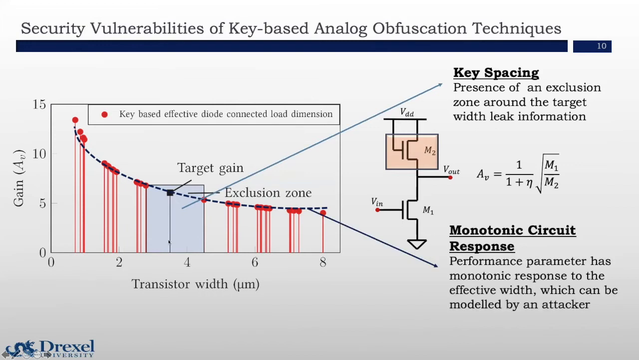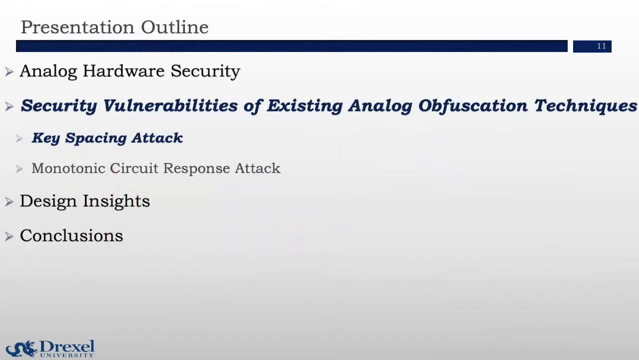The next one is the monotonic response. Here the transistor M2 produces a gain response as shown in this figure. The gain here is a monotonically decreasing function with respect to the transistor width. These two pieces of knowledge can be used to evaluate the security of the analog obfuscation technique.